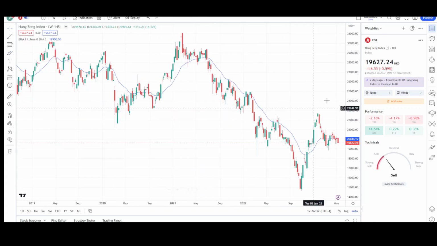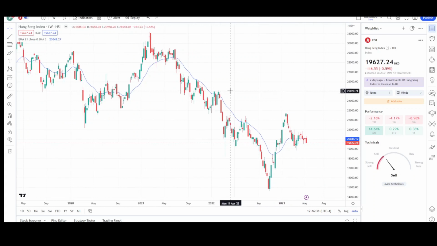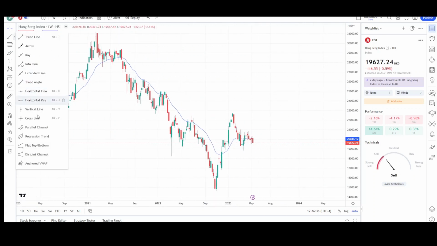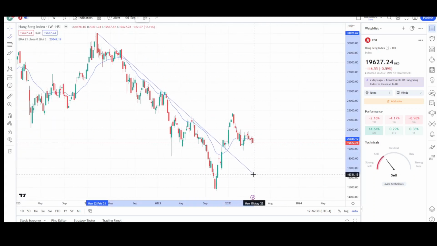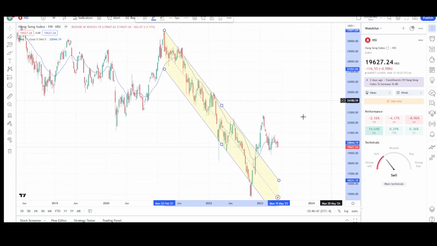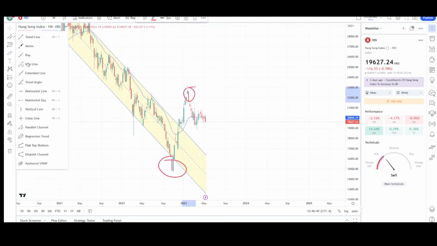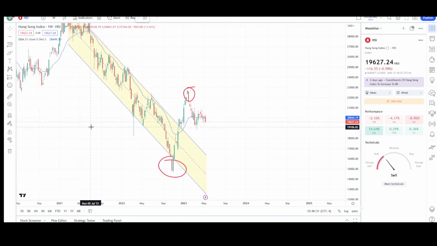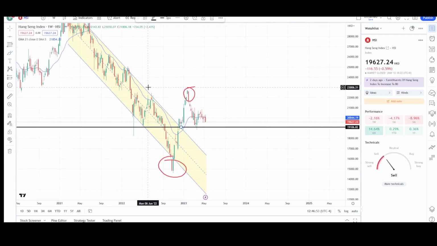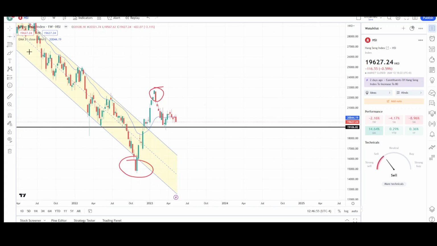So here's the weekly chart for HSI, and we had this massive downtrend in play. Prices had an overshoot of the downtrend, which can lead to a reversal or a breakout on the opposite side, which we did get. Right now, prices are just trying to find their footing right around this $19,000 level of strong support, and right around this 22,500 level is strong resistance.